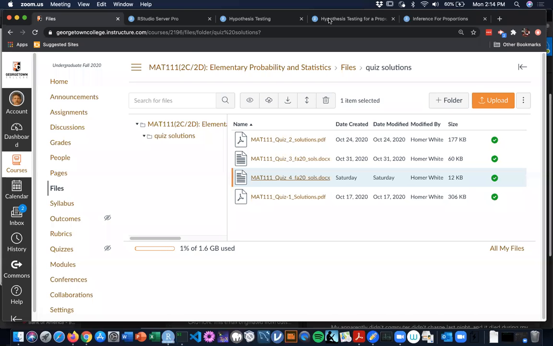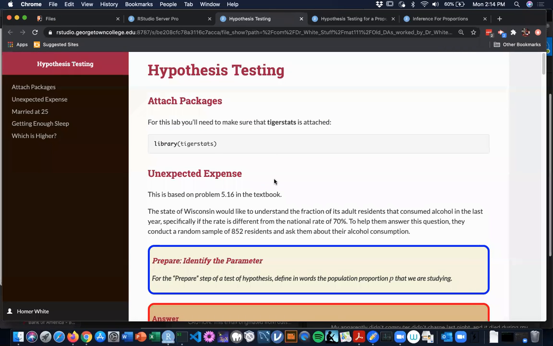Okay, let's go find them. Here we are. Those solutions are posted in the common folder on the RStudio server under Old DAs worked by Dr. White.